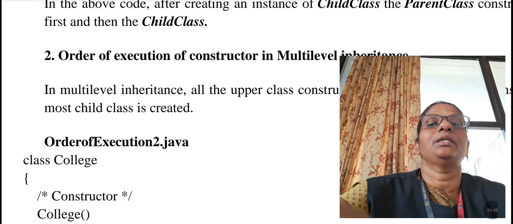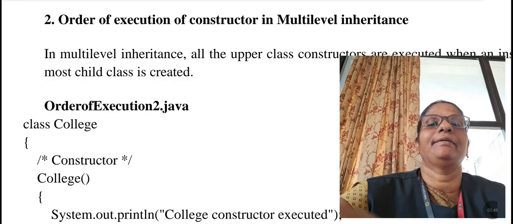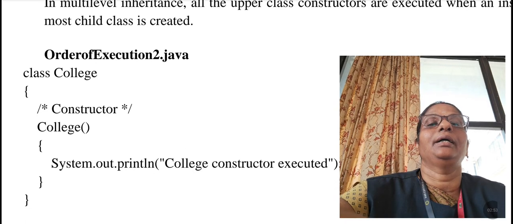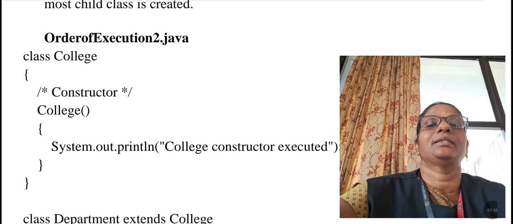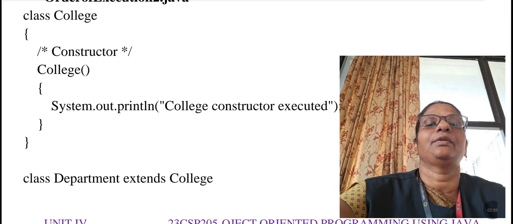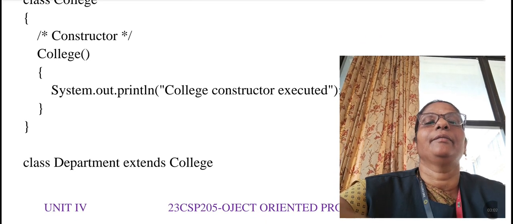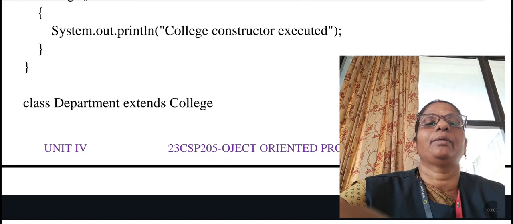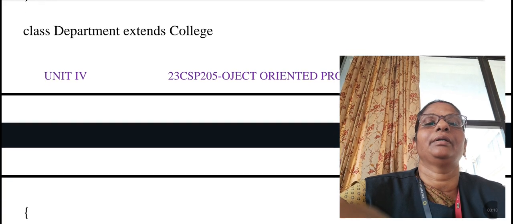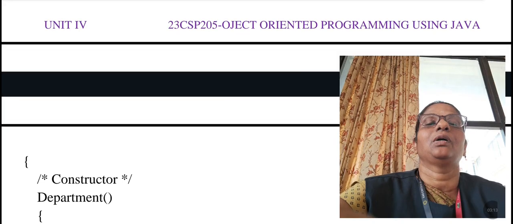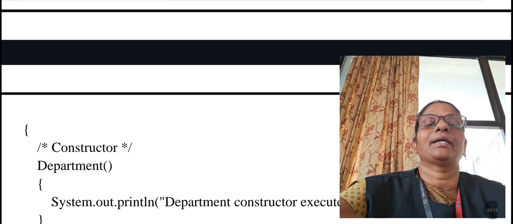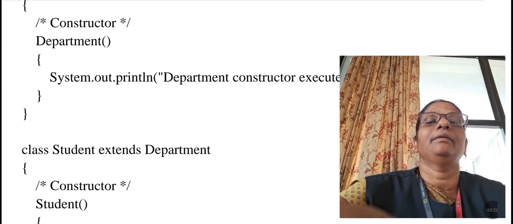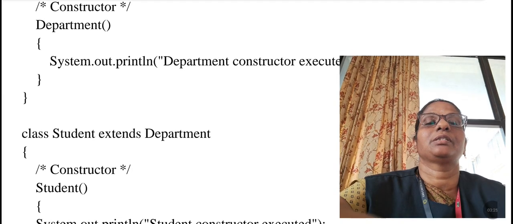Next is the order of execution of constructors in multilevel inheritance. In multilevel inheritance, all the upper class constructors are executed. For example, take class College, where we create a constructor with a print statement. Based on that class we derive one more class, Department, which extends College. In it we create a Department constructor, and then we get the output with System.out.println.